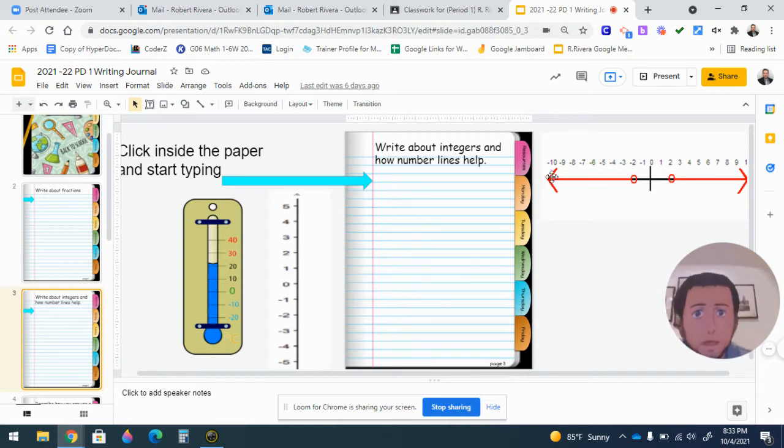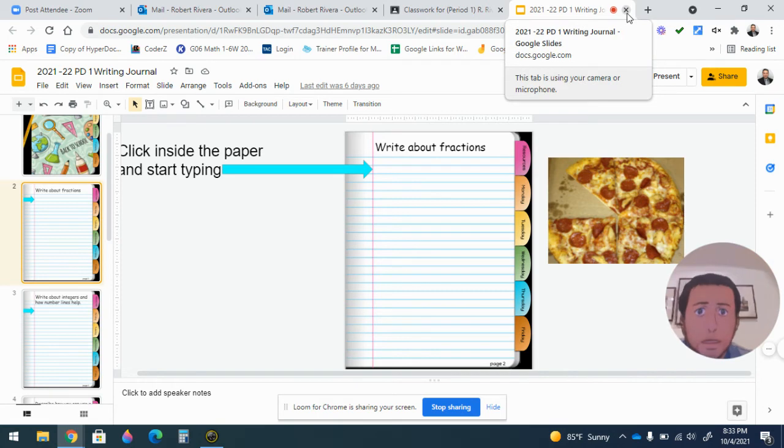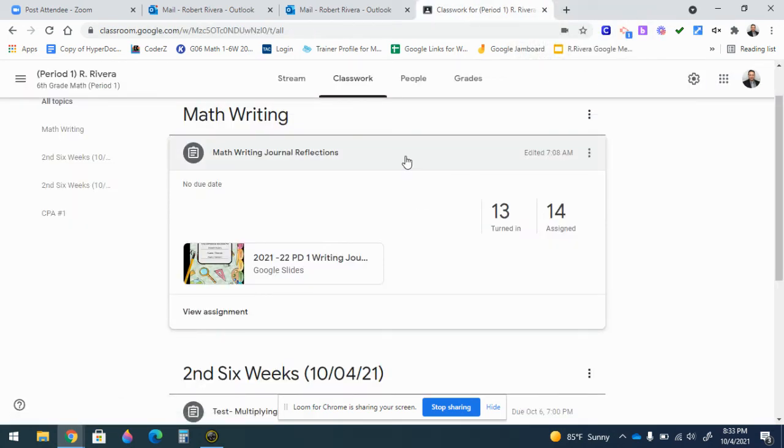The more I go to the left, the lesser I am. The more I go to the right, the greater I am. You can talk about how to compare and order numbers from least to greatest. I'm sure you can fill up this page completely. Remember, all I need for this week by Wednesday is the fractions part. Once you're done, you will close it, and you're done with that one.